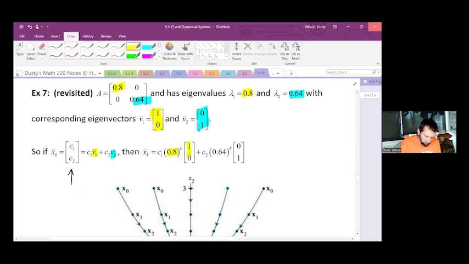So here's my yellow stuff. Here's my blue stuff. And what's changed is now we're saying the kth state can be found by taking the yellow eigenvalue and raising it to the kth power, and the blue eigenvalue and raising it to the kth power as well. So that k is playing a really dominant part. And like we talked about before, when k gets large, 0.8 to the k goes to 0, 0.64 to the k goes to 0.